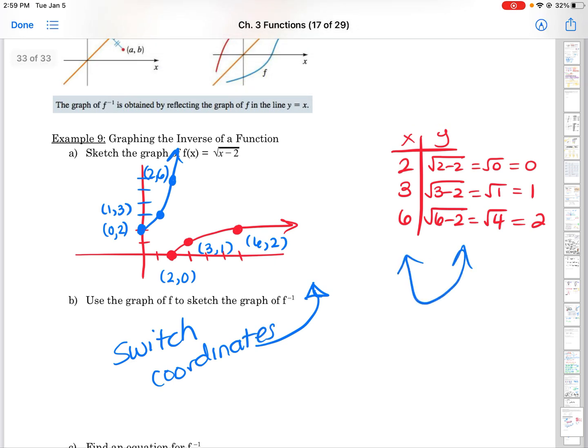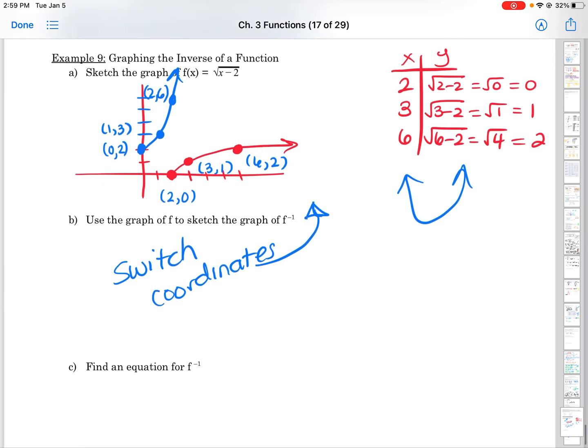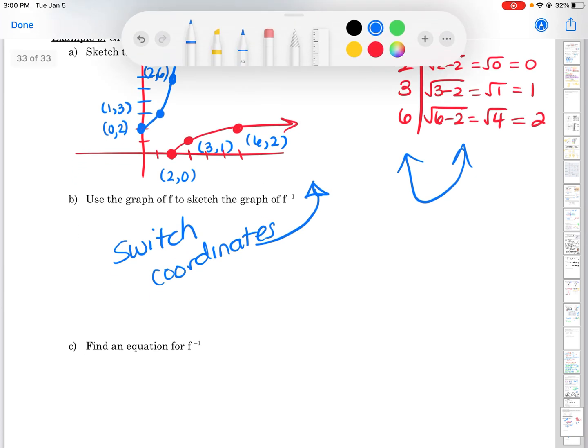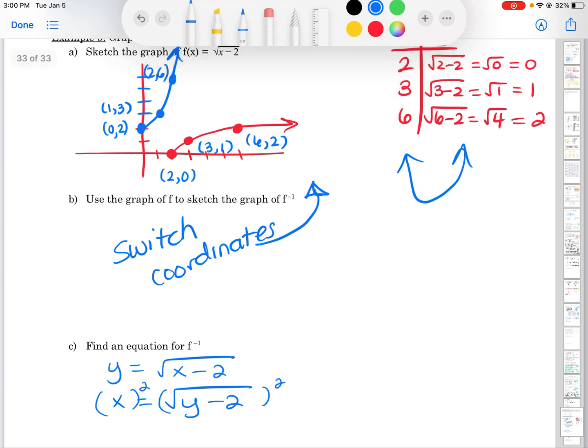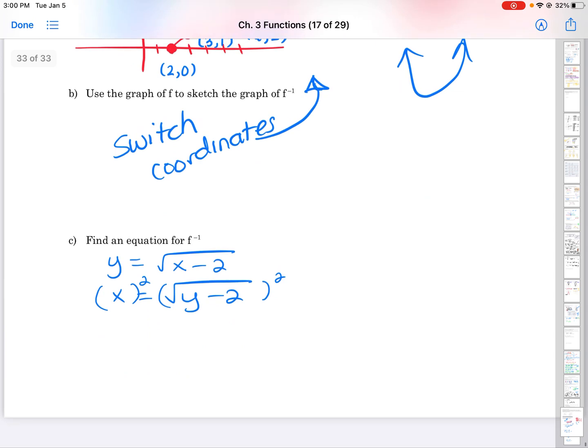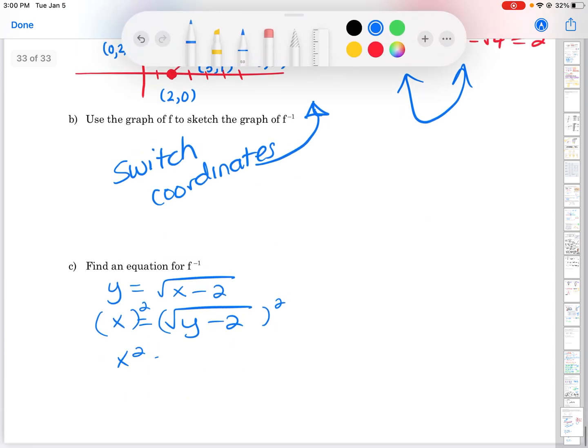Okay. All right, and then lastly, we want to find the equation. So we have y equals the square root of x minus 2. So what we want to do is switch this and make it say x equals the square root of y minus 2. All right. Now we're going to square both sides to get rid of the square root. So we get x squared is equal to y minus 2, and we'll add the 2.